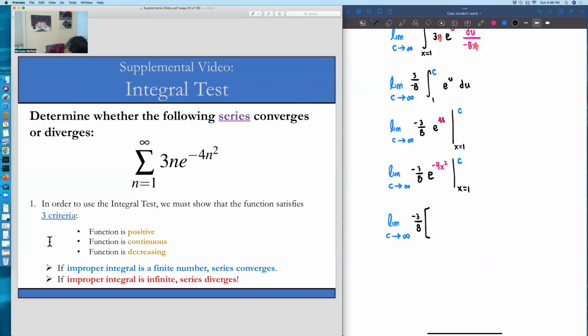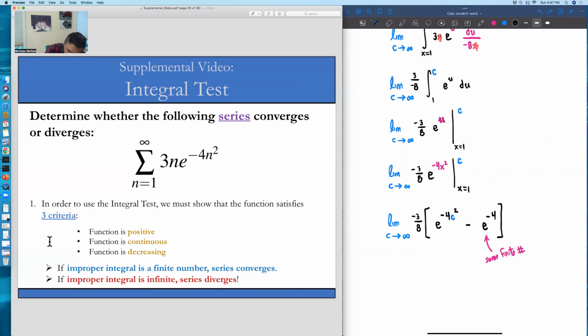Plugging in the first bound, we have e to the minus 4c squared. And we subtract the lower bound, which is e to the minus 4 times 1 squared, which is just e to the minus 4. And again, this second term is just some finite number. And the reason I'm pointing that out is because the brunt of whether or not this improper integral converges or diverges will depend on the terms with the c on them in which the limit is applied.